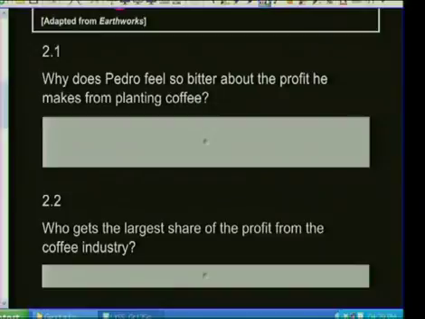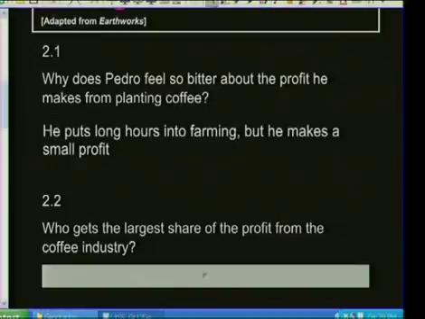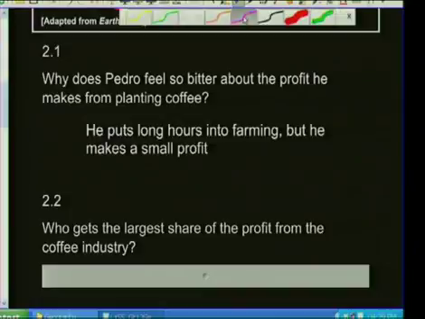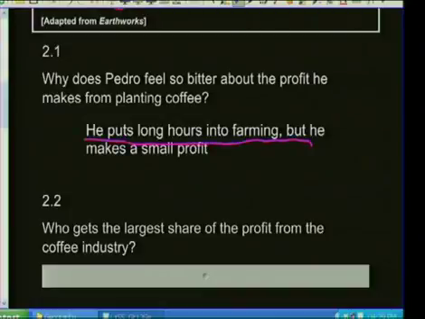We've worked out from the article, we have that. All right? So let's look at it here. He puts in long hours, all right, into farming, but makes a small profit. Can you see it? Exactly from the article. Nothing different. All right? So we found the first answer.